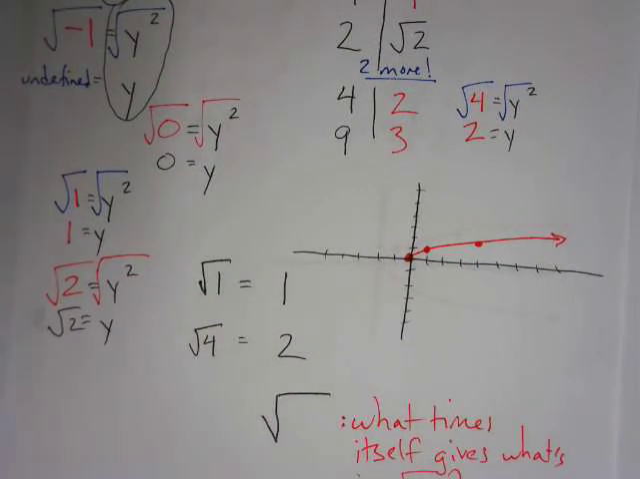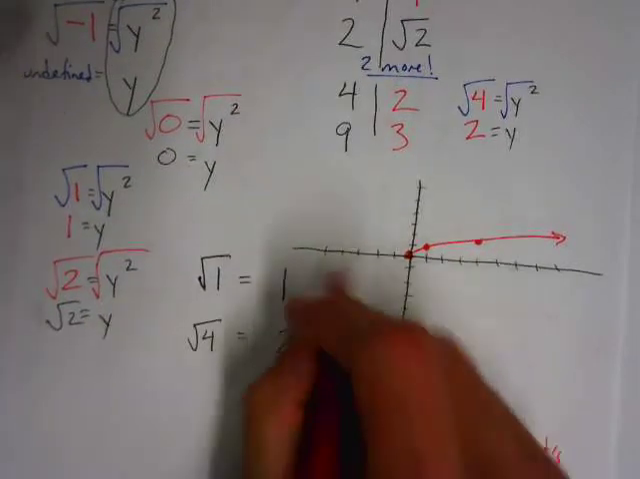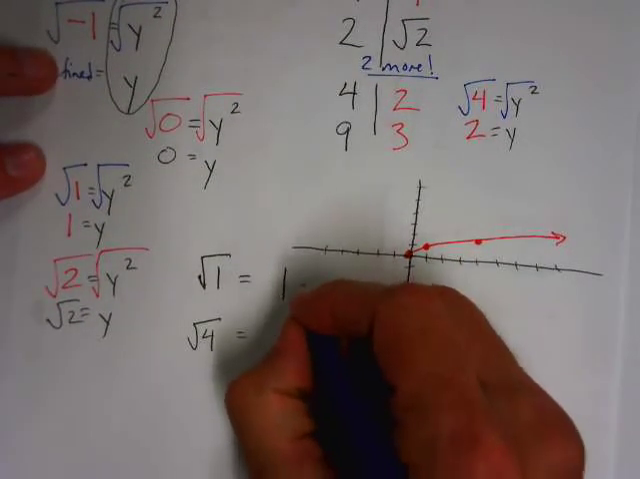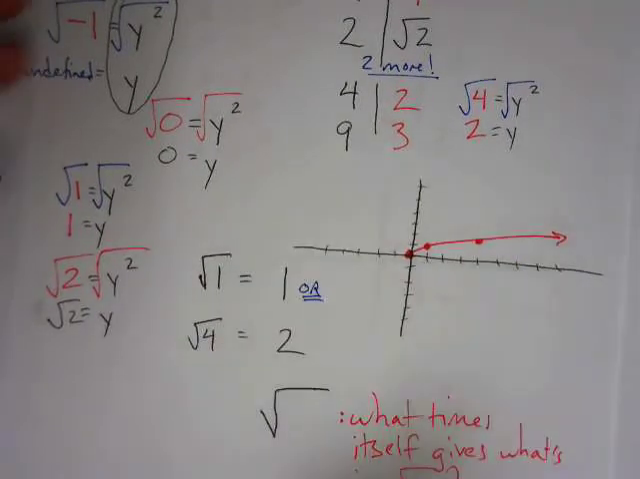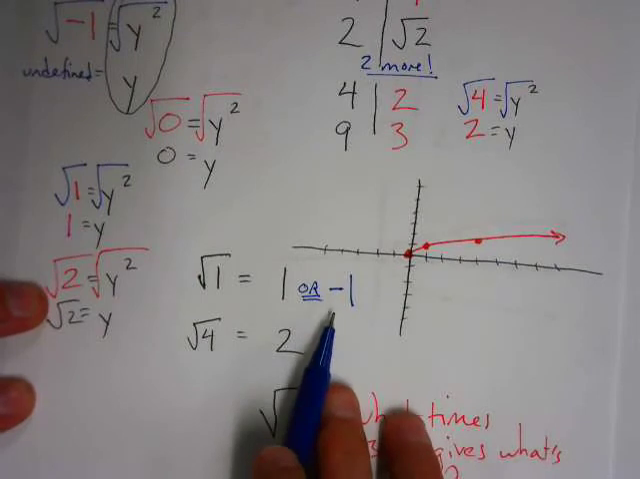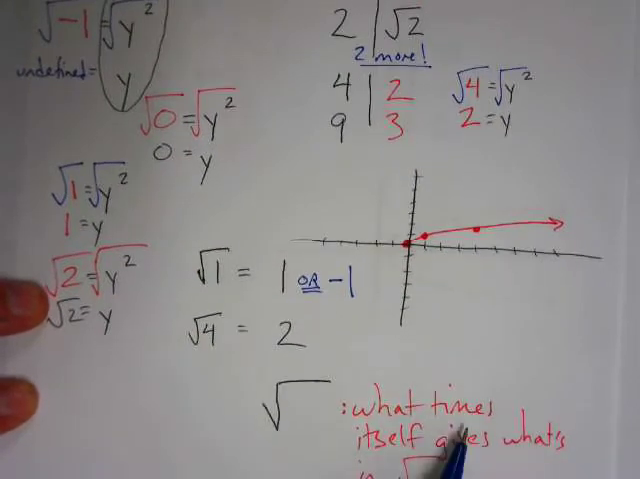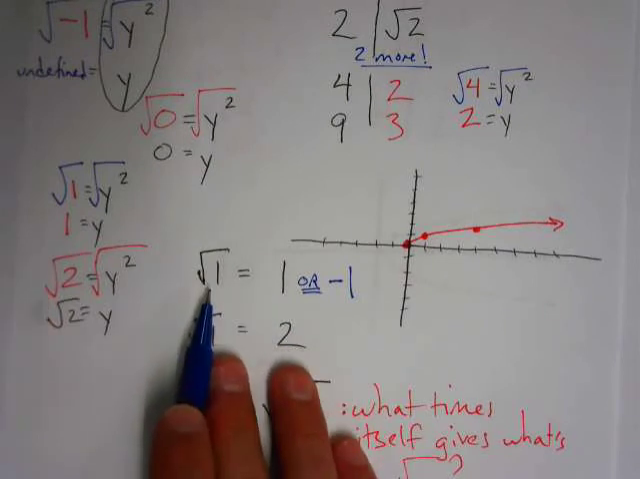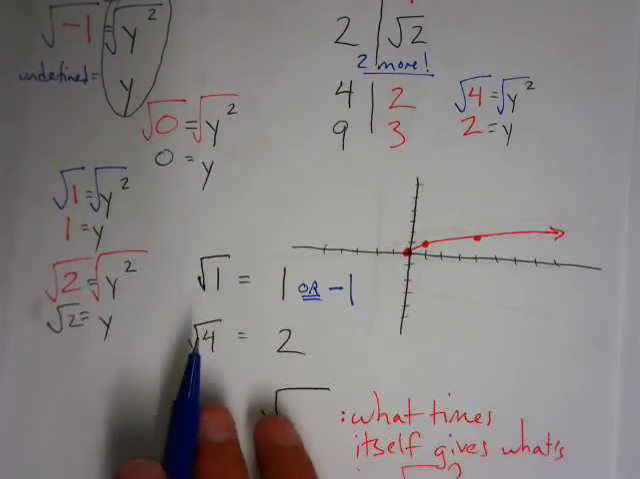But is there anything else? Is there any other number that we can multiply by itself that would give us positive 1? And the answer is yes. Yes, there is. Negative 1, right? Negative 1 multiplied by itself, negative 1 times itself is positive 1. So the square root of 1 could be 1 or it could be negative 1.